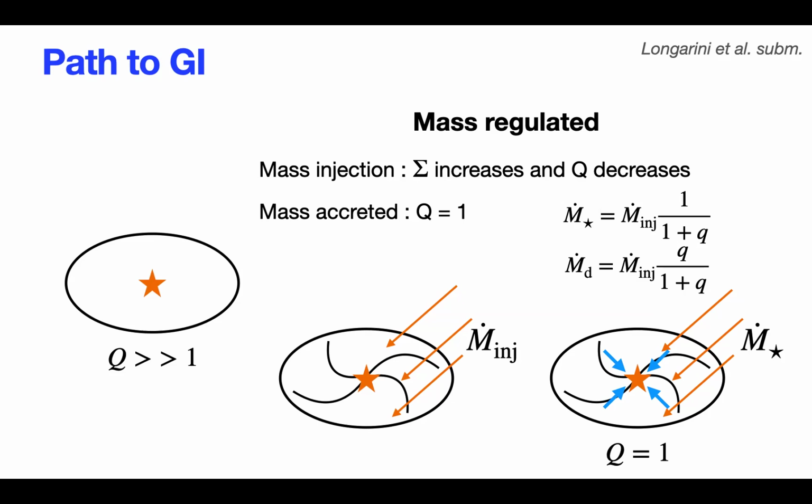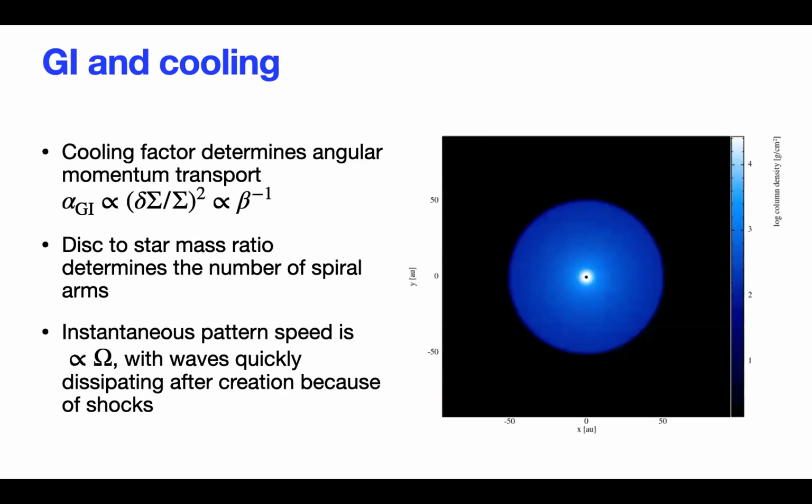And it is possible to show with simple analytical considerations that these are the stellar accretion rate and the disk accretion rate. So how the star and the disk mass change as a function of time in the self-regulated state, where this is the injection rate from the environment, and Q is the disk to star mass ratio. I will explain this a bit better later.